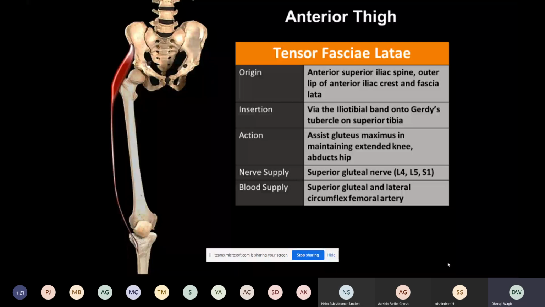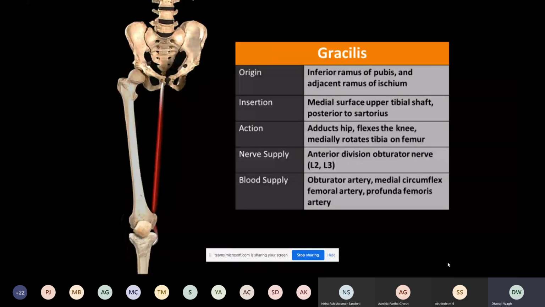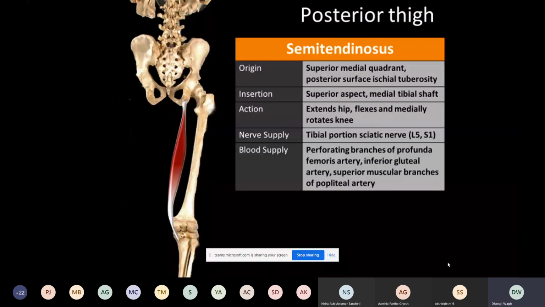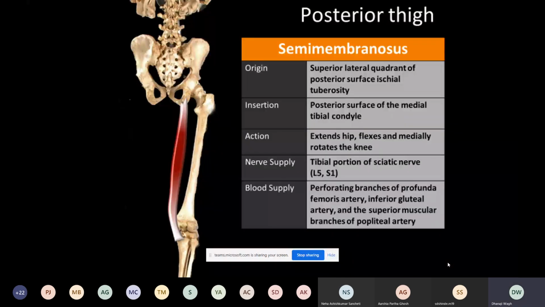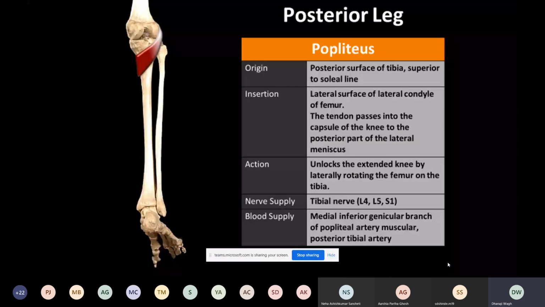Tensor fasciae latae originates from the anterior superior iliac spine and is inserted on the iliotibial tract. Then sartorius, which we have seen earlier. Then gracilis comes from the ramus of the pubis and goes towards the medial surface of the tibial shaft. Then semitendinosus, from the superior medial quadrant posteriorly on the ischial tuberosity to the superior aspect of the medial tibial shaft. Semimembranosus also comes from the ischial tuberosity and goes towards the medial tibial condyle. Popliteus muscle originates from the posterior surface of the tibia, superior to the soleal line, and is inserted on the lateral surface of the lateral condyle of the femur.